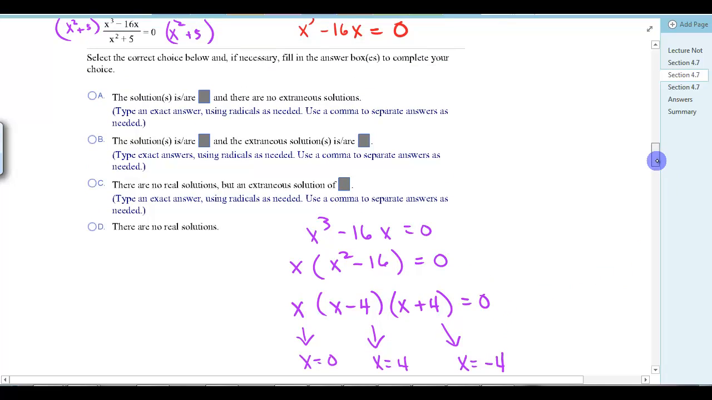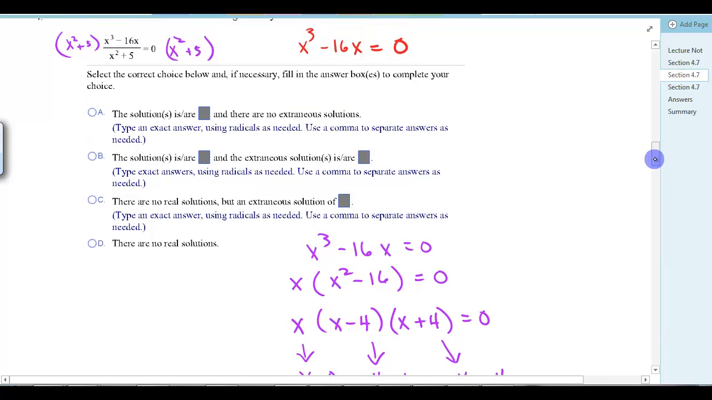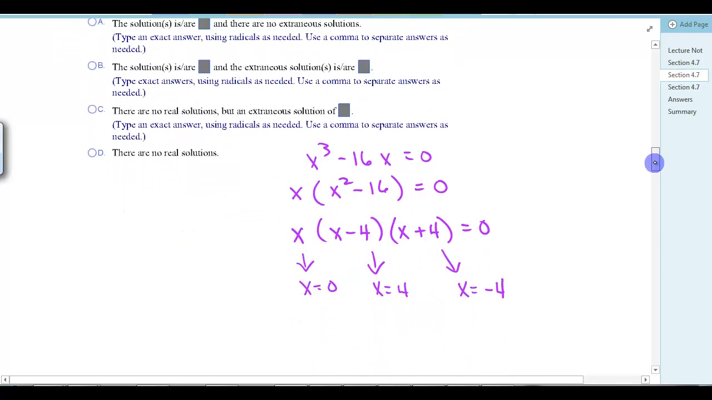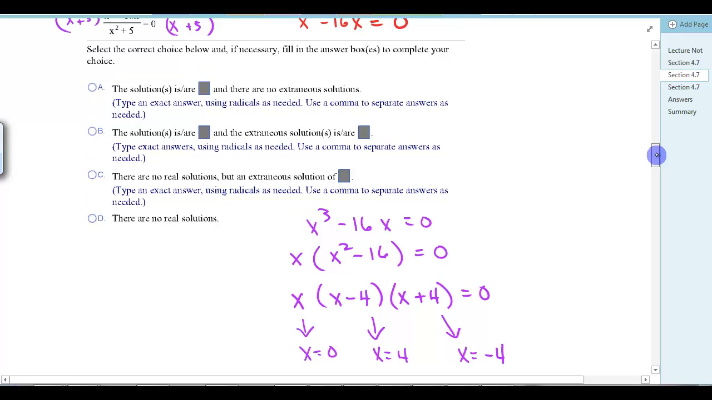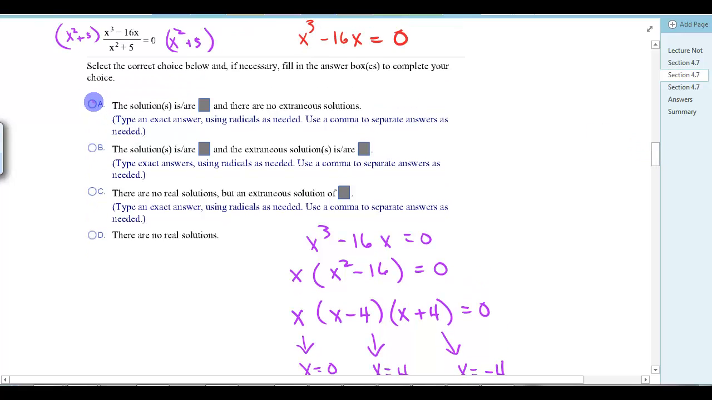Now, in our original thing, none of those are a problem in the bottom because we've got x squared plus 5. So none of that's going to be a problem. So we can just say the solutions are and put those in this one here.